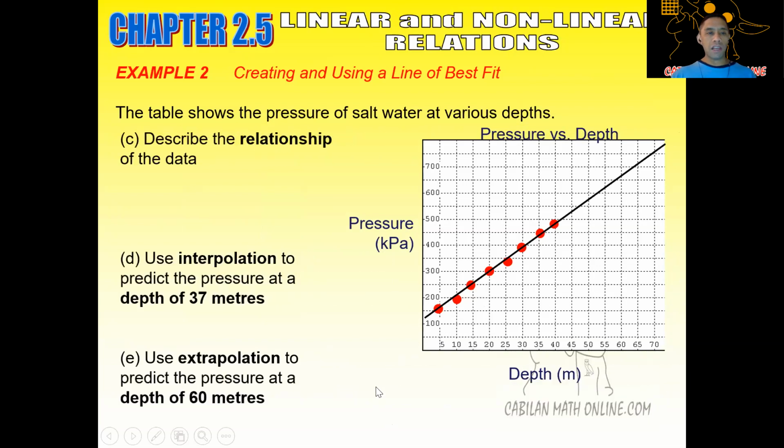So in this first example over here, we describe the relationship with the data. So step number 1, always identify the trend. So I mentioned already that if you take a look at the points and the trend of all the points over here, okay, it is an upwards trend.